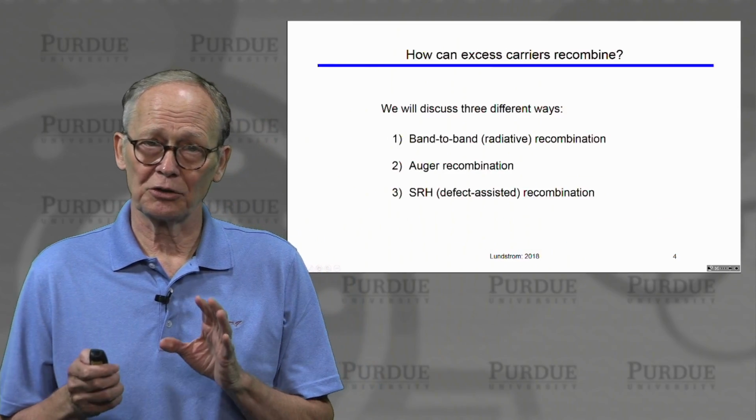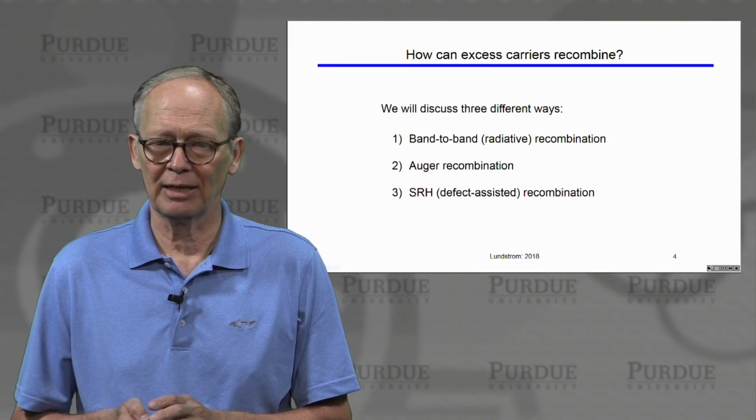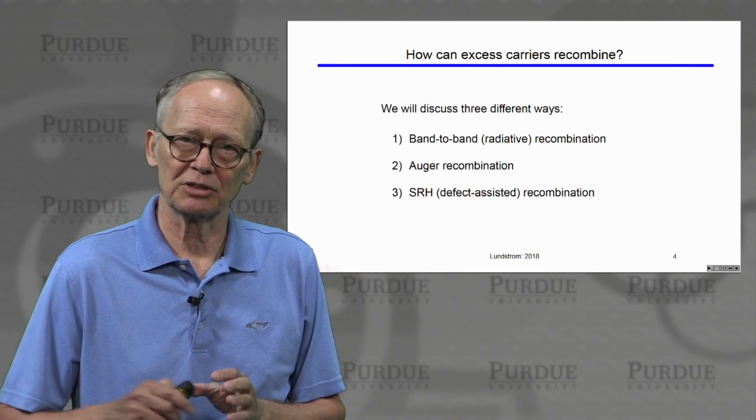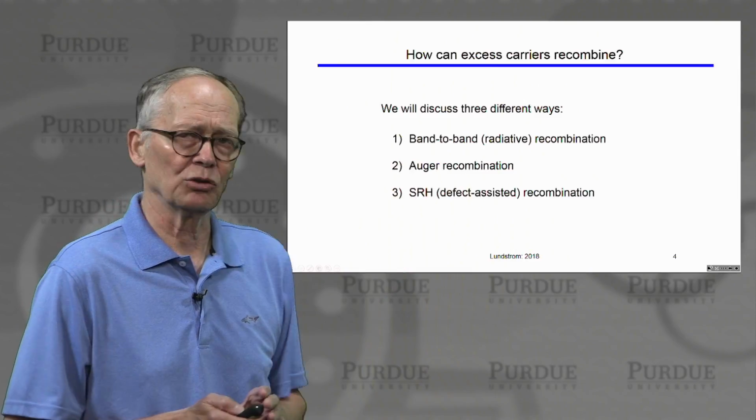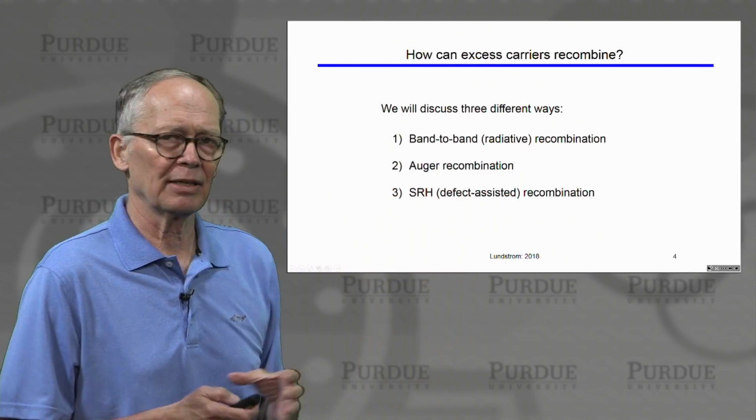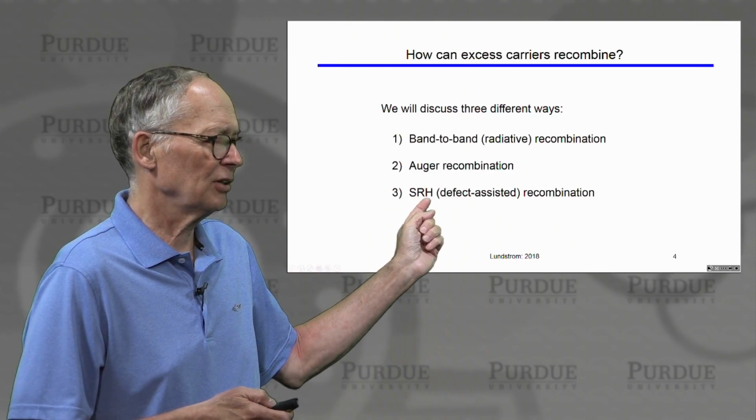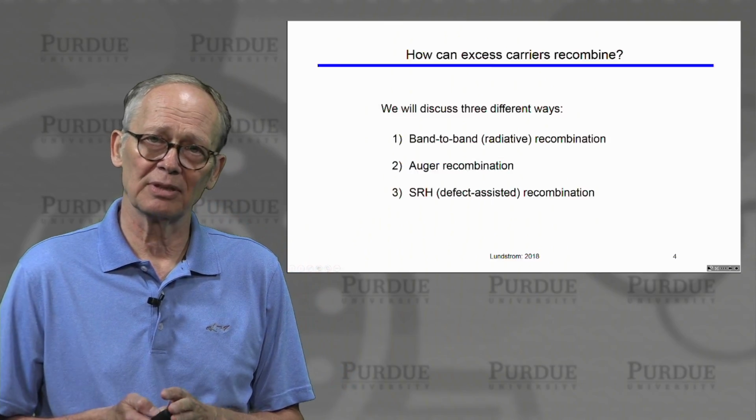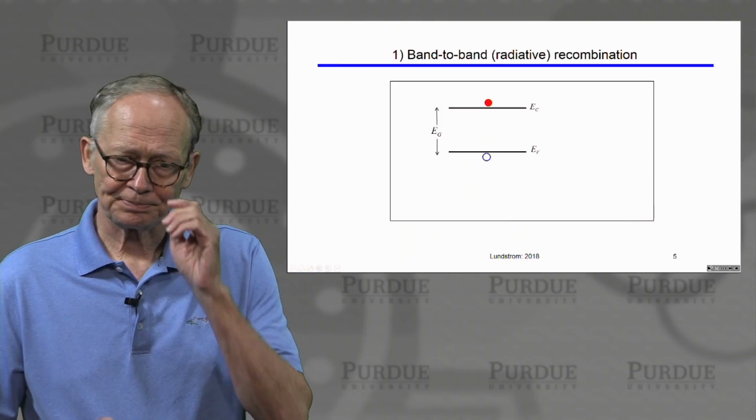It turns out that there are three different important and common ways that this recombination can occur. The first is band-to-band recombination, which usually gives off light. The second is a mechanism called Auger recombination. And the third is a mechanism that involves transitions through defects, which is called SRH, after the initials of the three people who wrote the first paper that described this, Shockley, Read, and Hall.